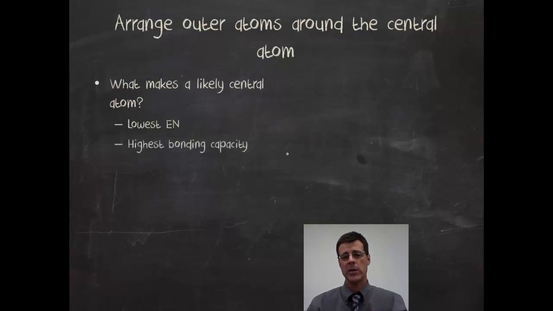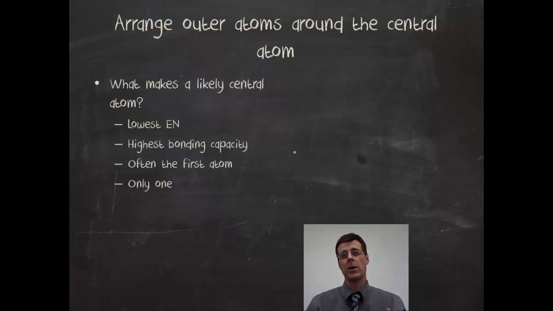Highest bonding capacity, which we probably don't know right now, but as we get used to these, we'll start to get a sense of that. But bonding capacity is how many bonds that thing can take. For example, hydrogen can only have one bond, not a good central atom. It's often the first atom written in the question, not always, but often. And often there will only be one of them, so the central atom is unique to the others.